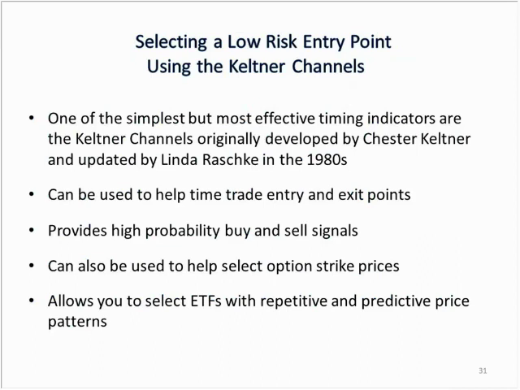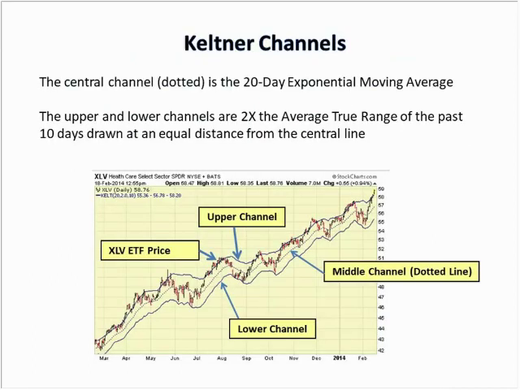So if we're looking at an ETF that's in a strong uptrend, the question is, where do you jump in if you want to buy that ETF? And we use the Keltner channels to help us time our entry. The Keltner channels are an overbought, oversold indicator. There's 3 channels. There's an upper channel, which is this blue line right here, the middle channel, which is the dotted line, and the lower channel, which is this blue line here. So there's 3 channels, and they act as an overbought, oversold indicator.